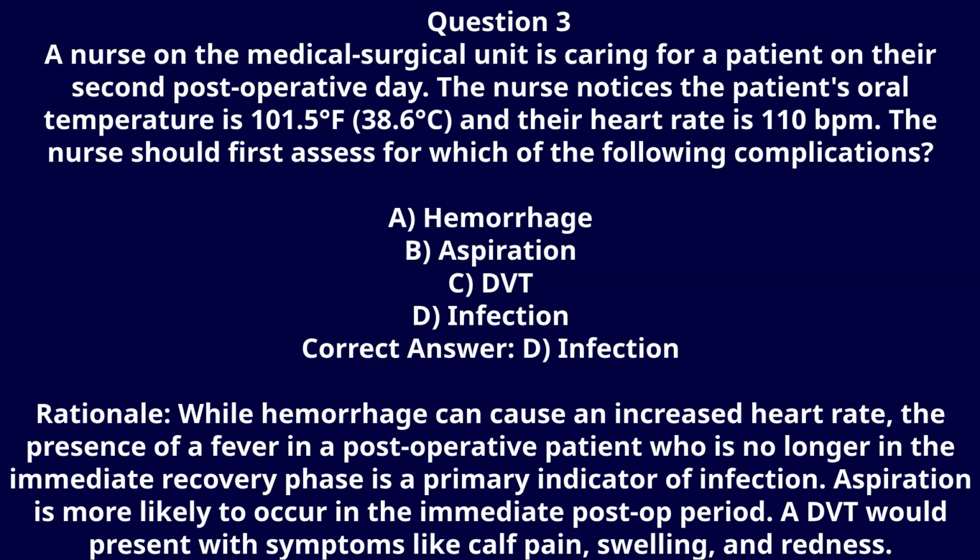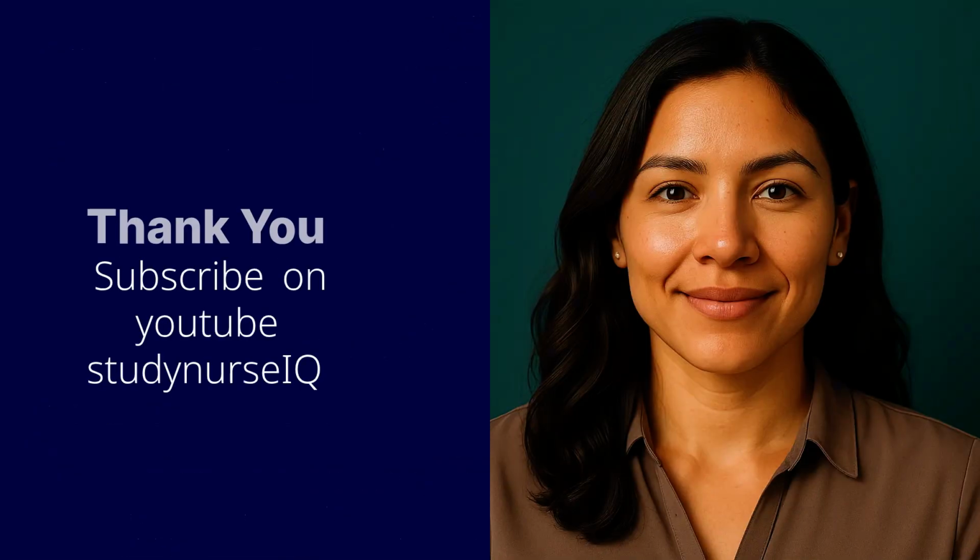Aspiration is more likely to occur in the immediate post-op period. A DVT would present with symptoms like calf pain, swelling, and redness. That's your essential guide to perioperative nursing care.